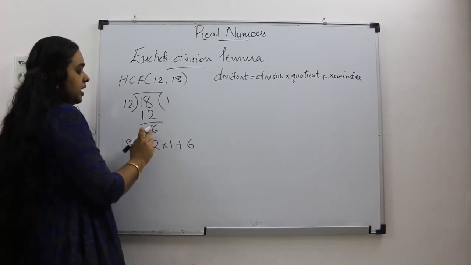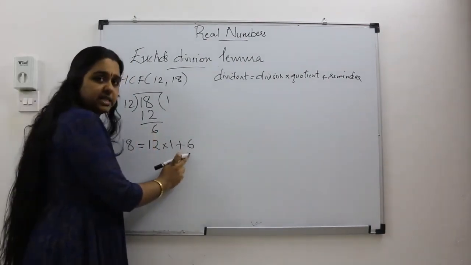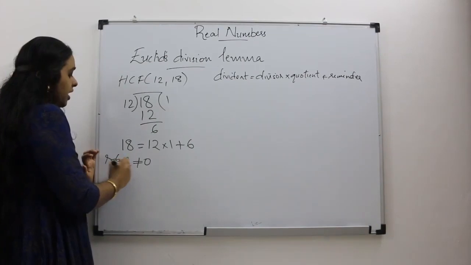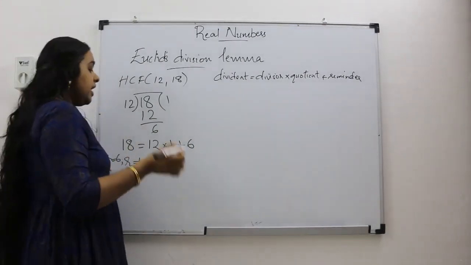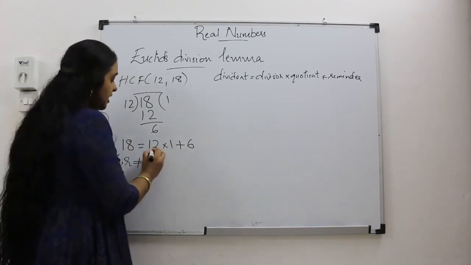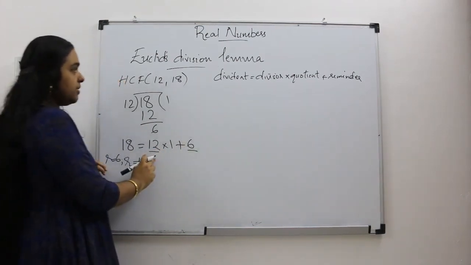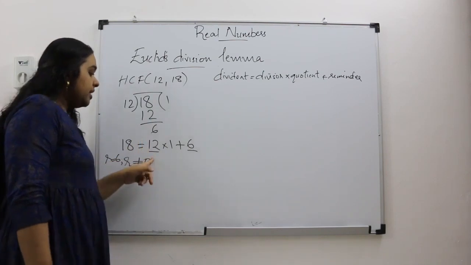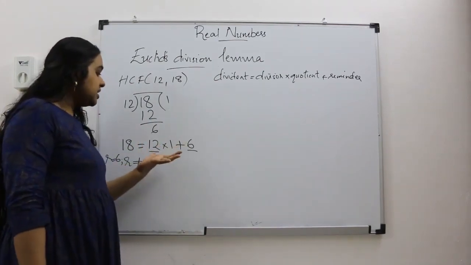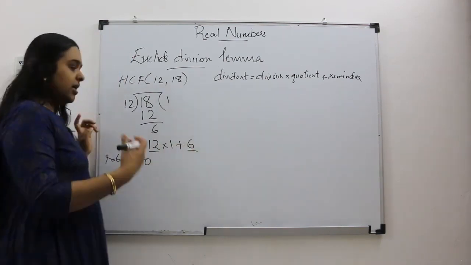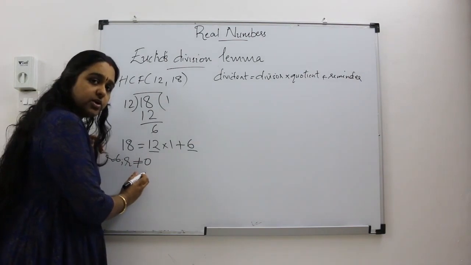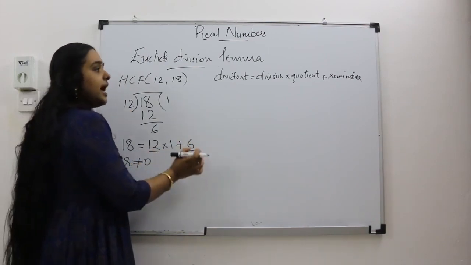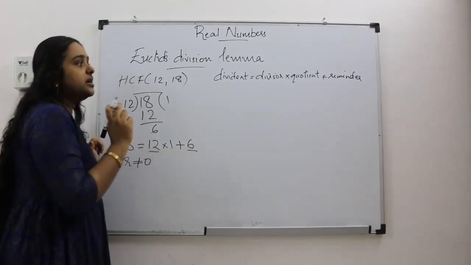See here, the remainder is not equal to 0. We got the remainder as 6. Here r is not equal to 0, r equals 6. Then what do we have to do? We have to again do the division by taking these two, 12 and 6. 12 is the divisor and 6 is the remainder. We take the biggest number as dividend and the smallest number as divisor. Why are we doing like that? Because the remainder is not equal to 0. Then we have to continue the division by taking the divisor and the remainder as dividend and divisor.